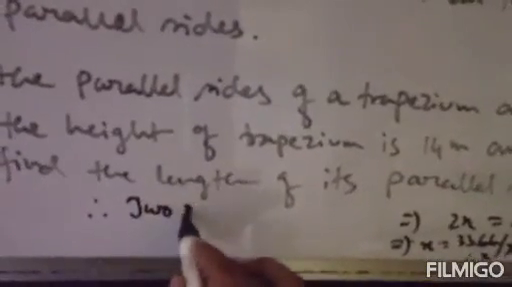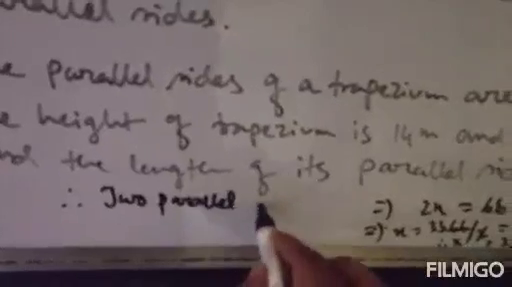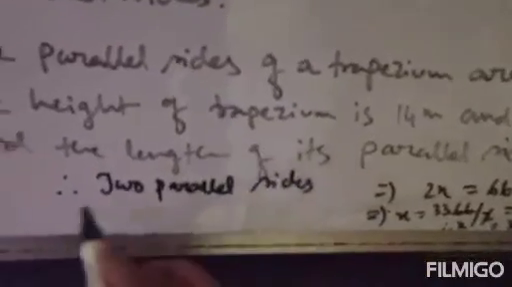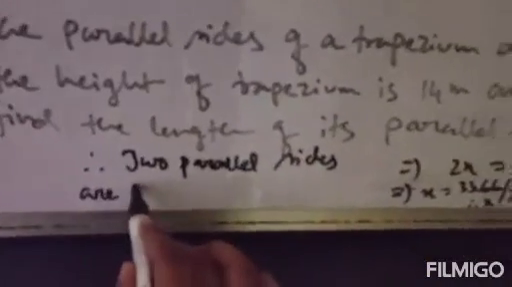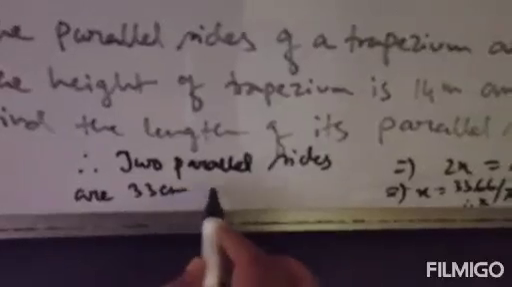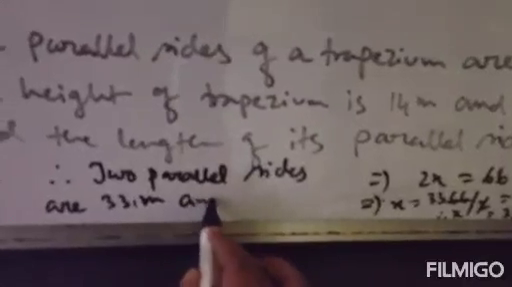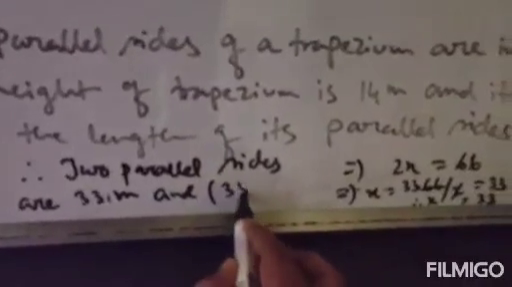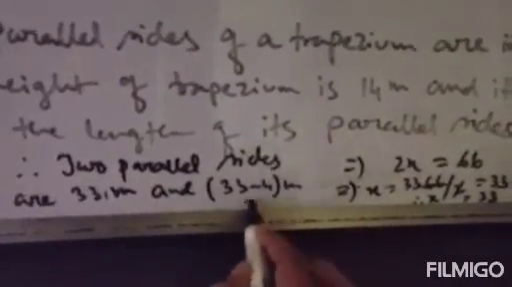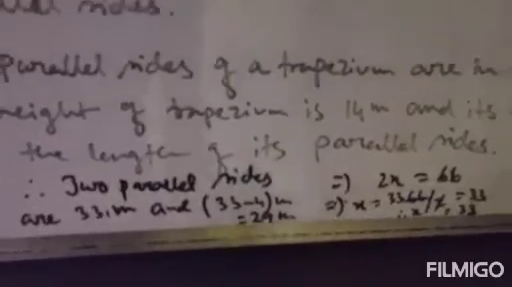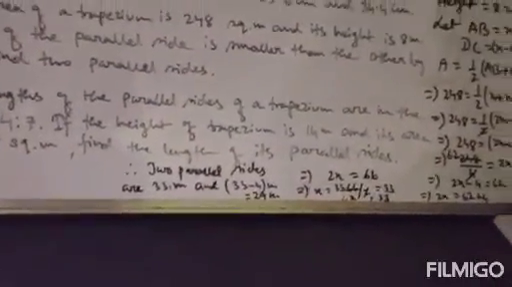Therefore, the final answer: the 2 parallel sides are 33, it is given in meters, that means it is 33 meters, and 33 minus 4 meters, that means 29 meters. That means one of the sides is 33 meters and the other one will be 29 meters. Clear? So this question is complete.